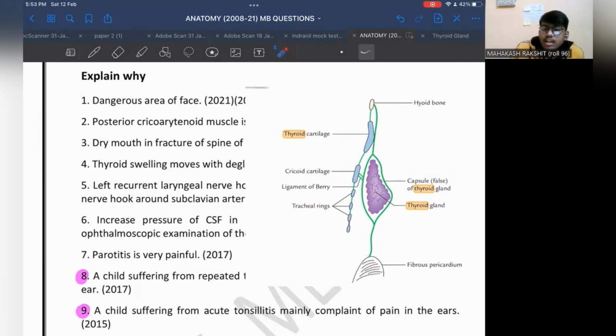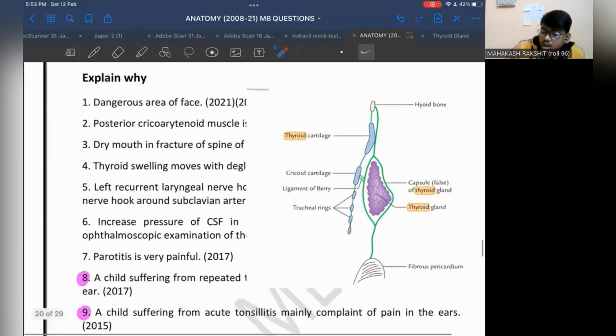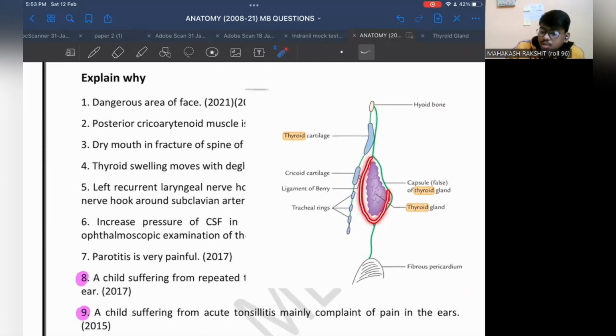Okay, so as we swallow, or deglutition is done, the thyroid moves up and down. So this is one way. What are the other ways? Look, this false capsule of the thyroid, made by the pretracheal layer of the deep cervical fascia splitting, is attached to the cricoid by the ligament of Berry. Okay, now as the hyoid moves up, this thyrohyoid membrane also moves up.